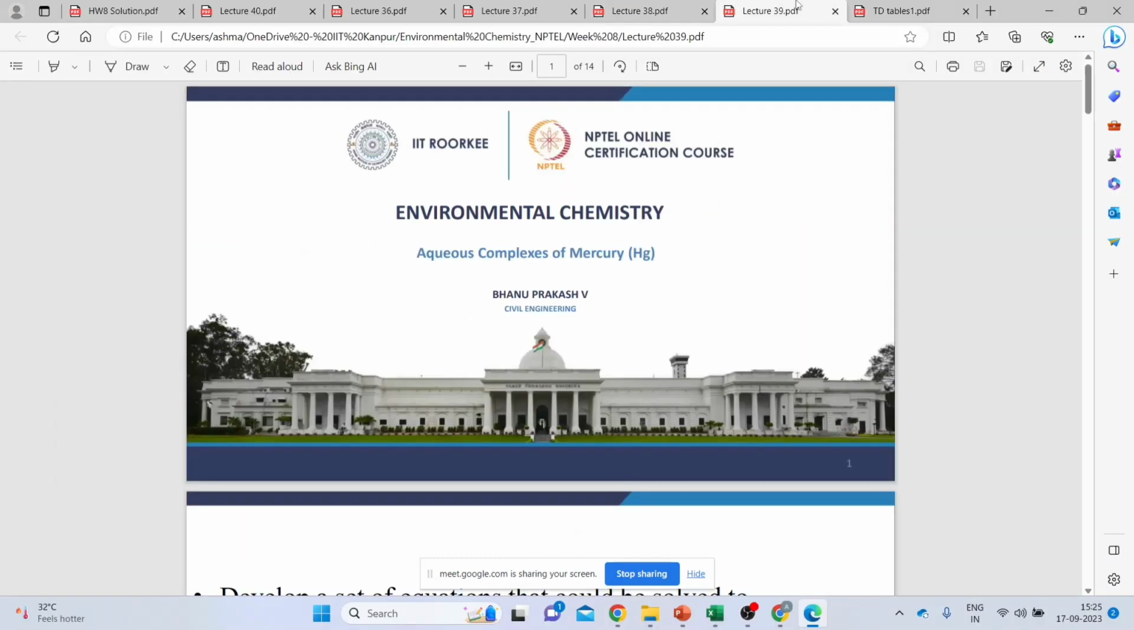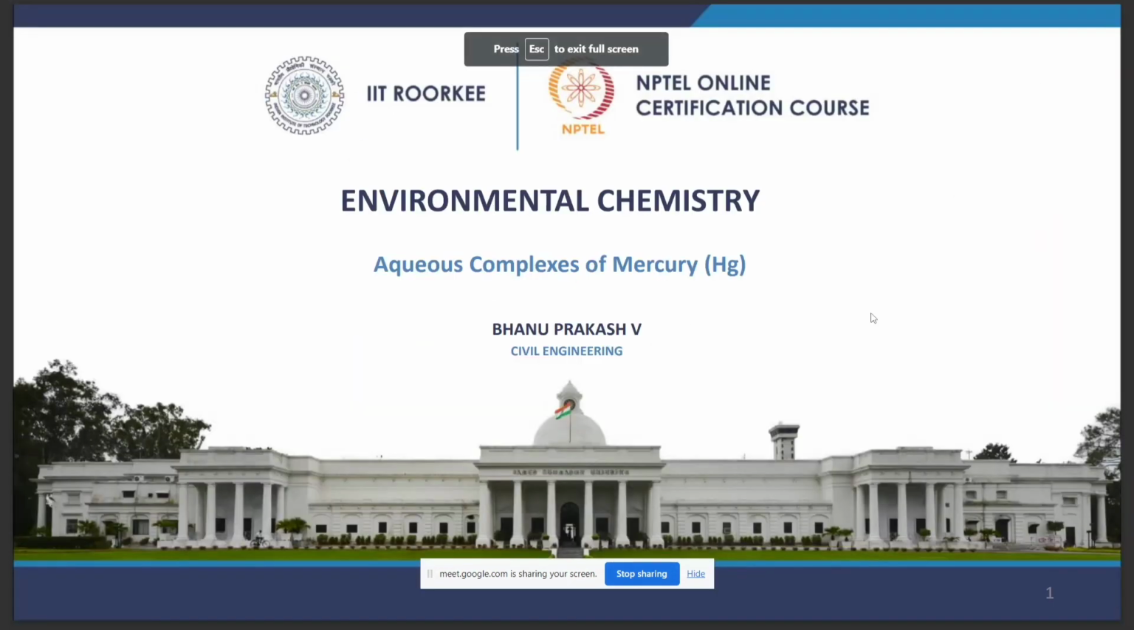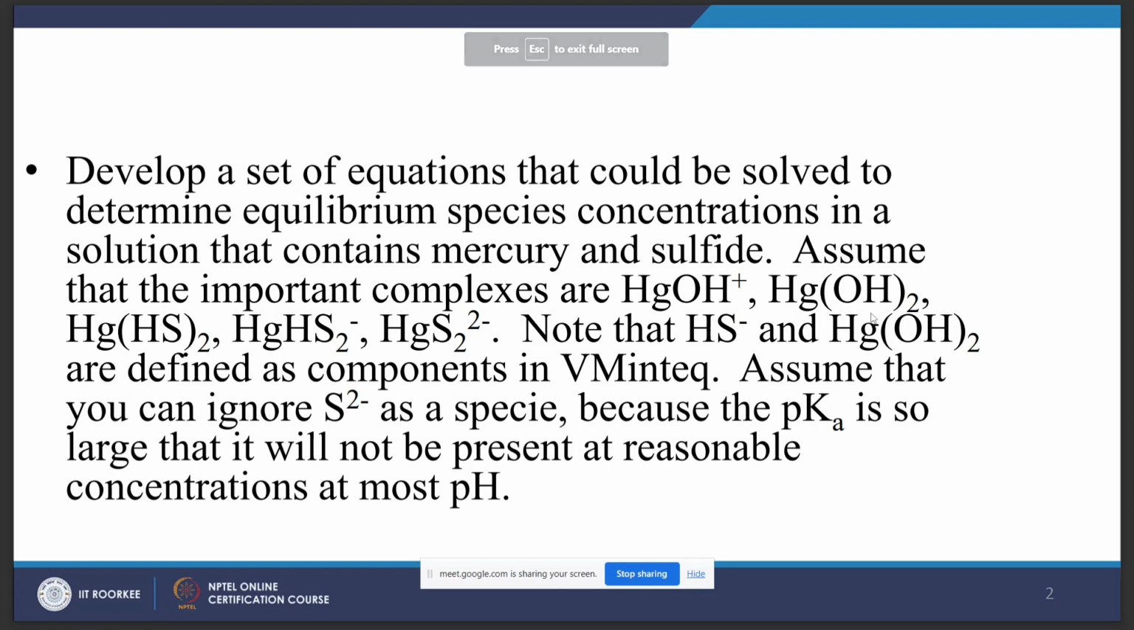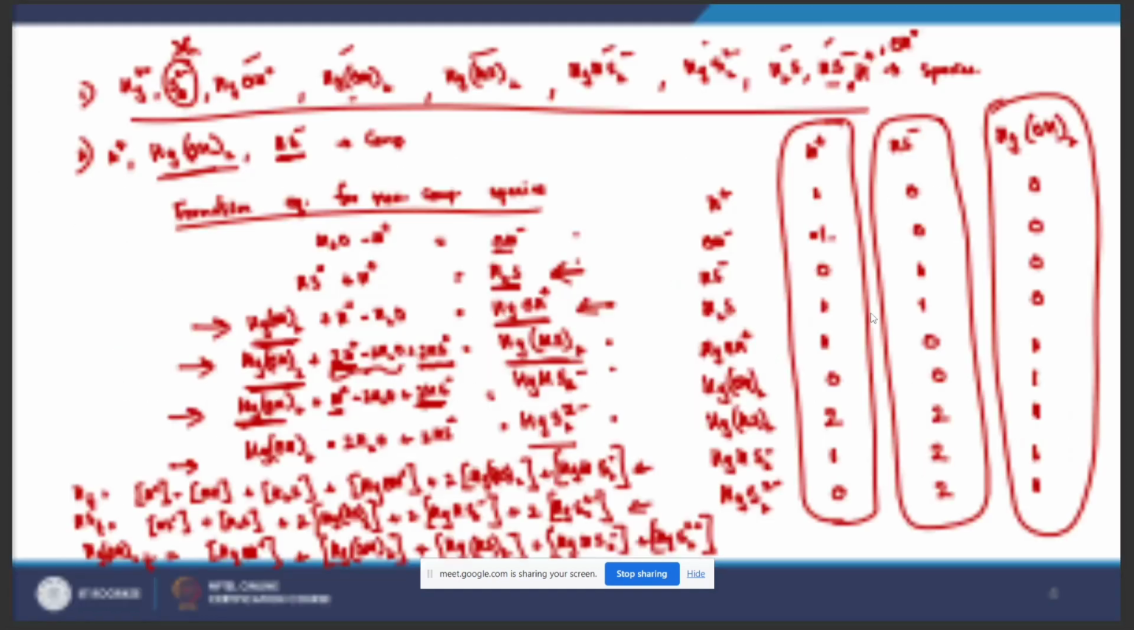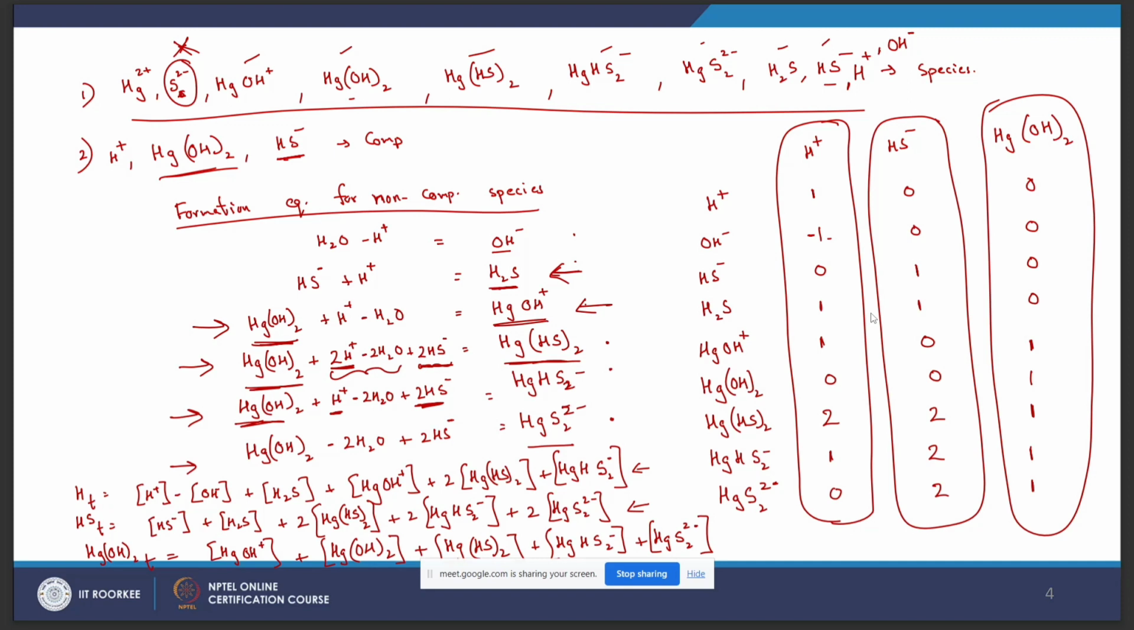Next, move to lecture number 4th. It is about aqueous complexes of mercury. So here an example was given in which the more important complexes and also the components which we have to take in Visual MINTEQ were already defined in the question, and also there was one assumption that S2 minus as a species is so large that it will not be present at reasonable concentration at most pH, so we have to ignore this. So here the solution was given based on these assumptions.